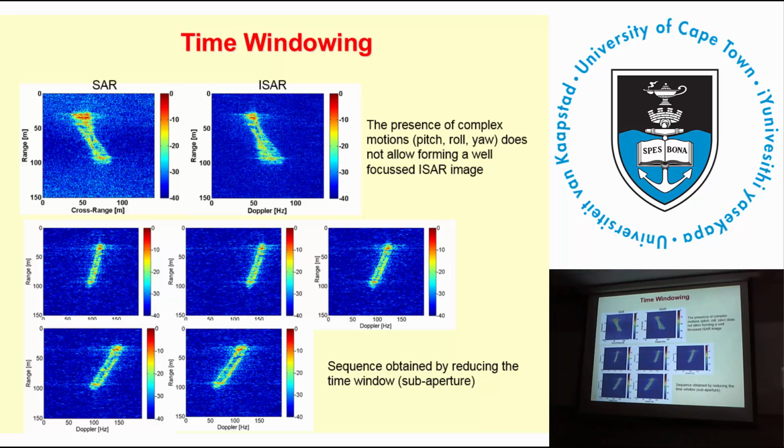So out of a defocused image, you get a set of images. They even tell you a little bit what the target is doing. You can do a little bit of analysis of the behavior of the target. Clearly, it's not cruising, it's probably maneuvering.